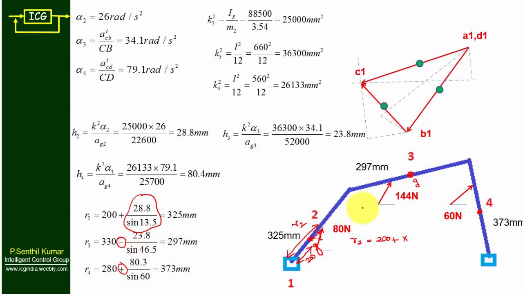Then the rest of the parameters are very similar. So the G value is 330, we already know that. Midpoint of total distance 660, so 330, so 330 minus something, that is the value of the point of application, R3. Whereas here half of the value, 280 plus, again we are applying the same formula. Let me erase everything. Here we are applying the same formula. H2 will be applied on the top. Sine of this angle, here you can't find the sine of the angle like before, you have to measure it. So you measure it, you will get sine 46.5, so finally you will get 297. Again here you measure this angle 60, then 80.3, that is nothing but H4. So this is how you can find the answer for steps number 3 and 4.